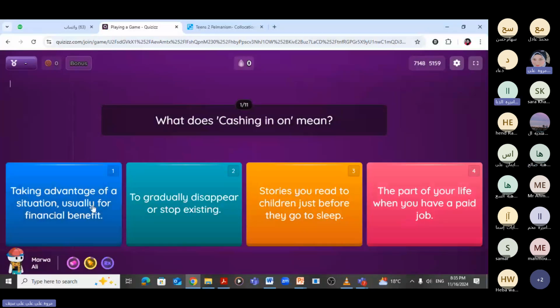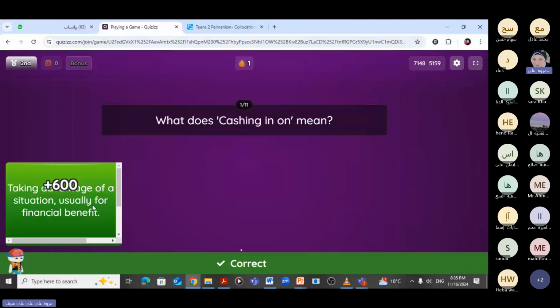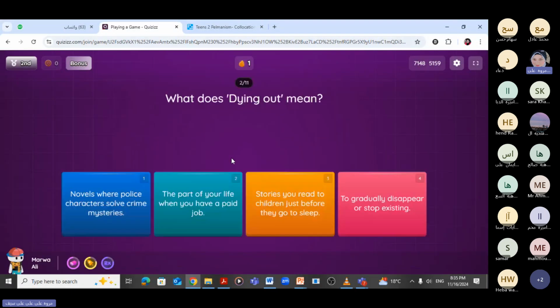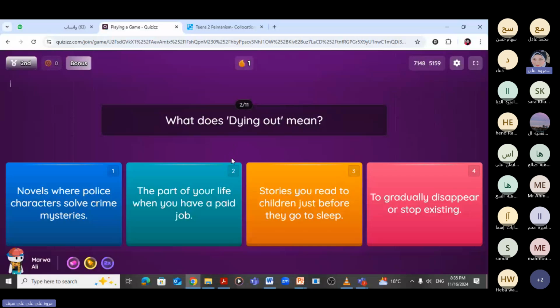Okay, you will have the feedback. You will see if it's correct or incorrect, like this. So, yes, correct, excellent. The next one, I'll read it for you. You think about it, and then you raise your hand and off you go.